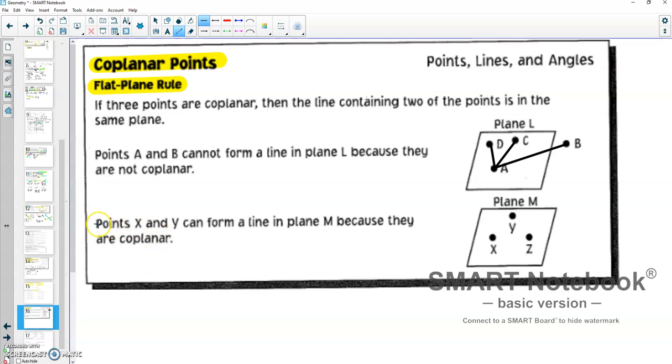Let's look at the next example. Points X and Y can form a line in plane M because they are coplanar. Let's double check. If I put a line between X and Y, is my black line inside? Yeah, so that means it's coplanar. What about Y, Z? Yeah, they're connected and on the inside, so those are coplanar. And I can make a nice little triangle. XZ, that's inside the triangle's plane as well, meaning it's coplanar. Okay?